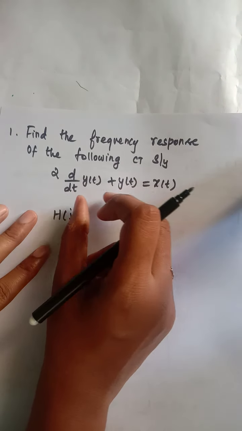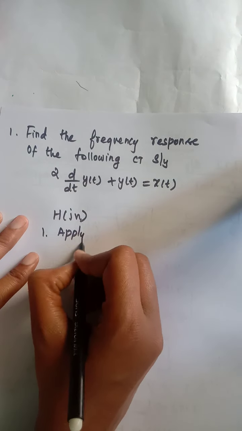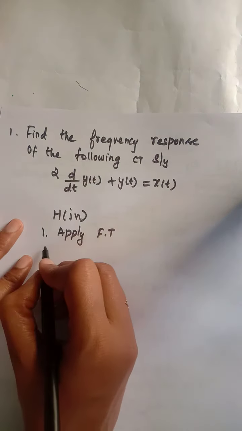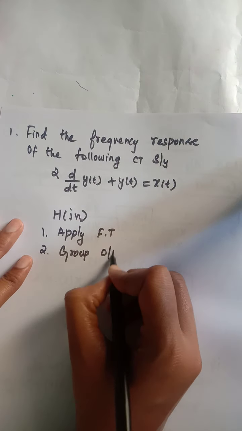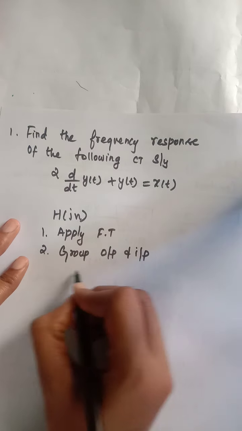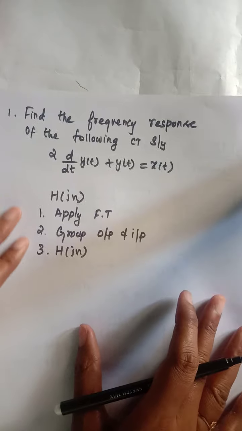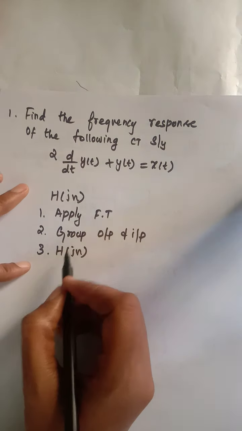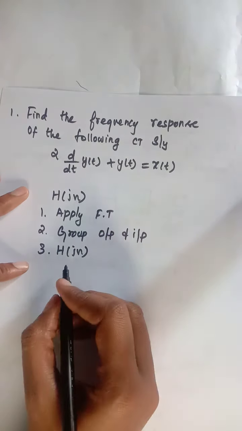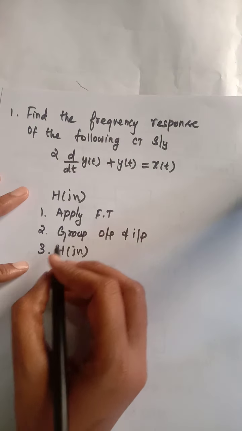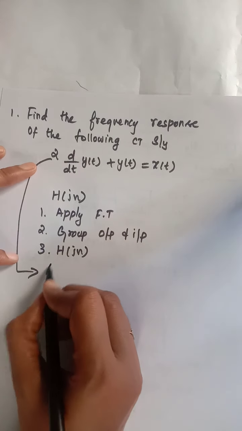First, you need to apply the Fourier transform, then group output and input, and obtain the transfer function, that is, the transfer function H of j omega. In this case, if you apply the Fourier transform, you will have it in terms of j omega, so it is called a frequency response. Now consider this problem.